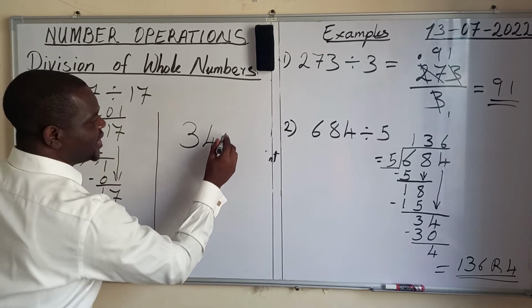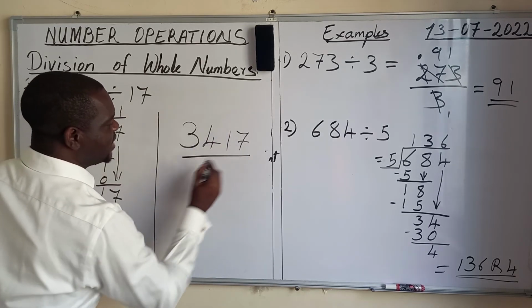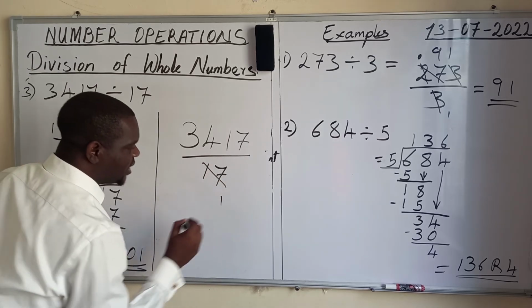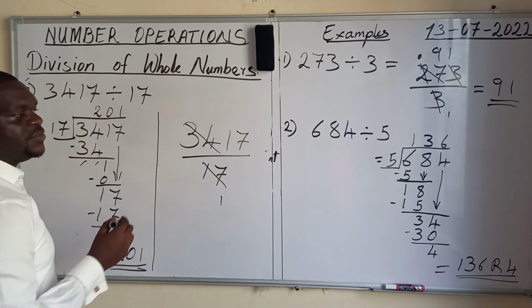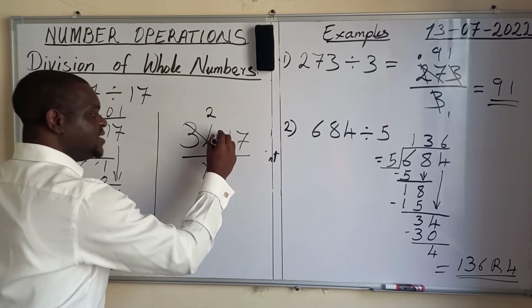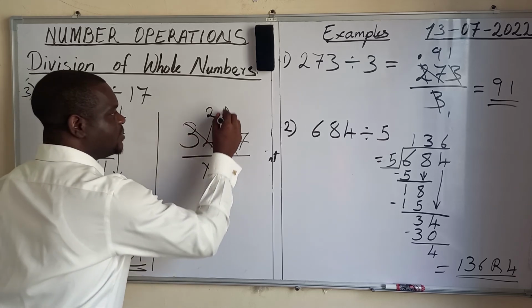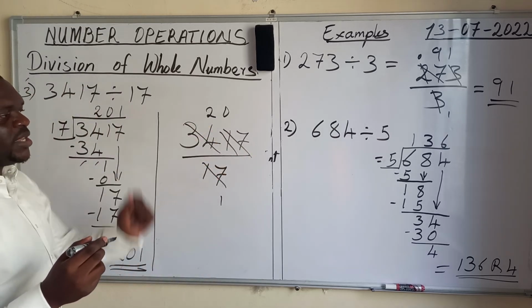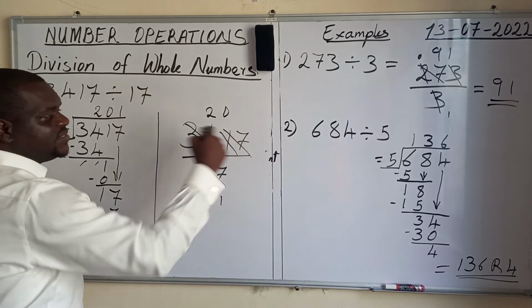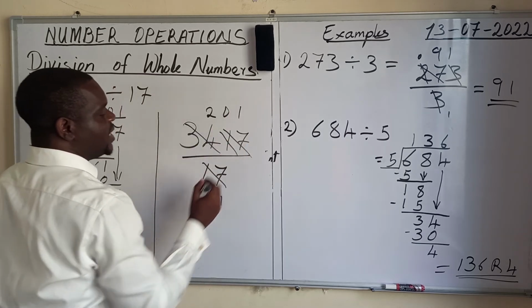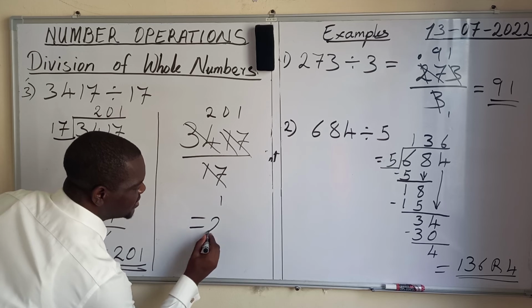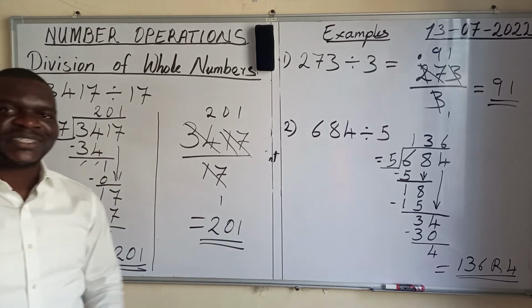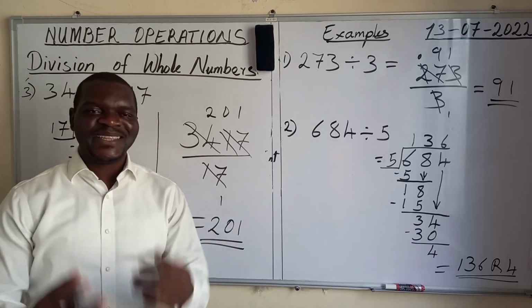3,417 divided by 17. 17 divides 3... itself one time. 17 divides 34 two times. 17 divides 1 0 times. 17 divides 17, because you've not considered 1, so you are going to take both numbers together. 17 divides 17 one time. And our answer is the same, 201. Be it long or short division method, the answers will always be the same.